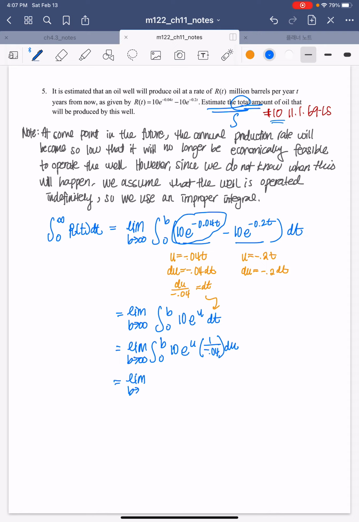Simplifying, 10 divided by negative 0.04, I'm going to get negative 250. So I'm having 0 to b, negative 250 e to the u du for the first function.